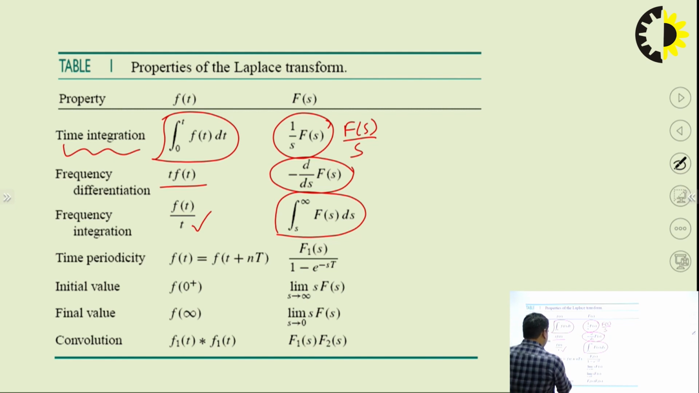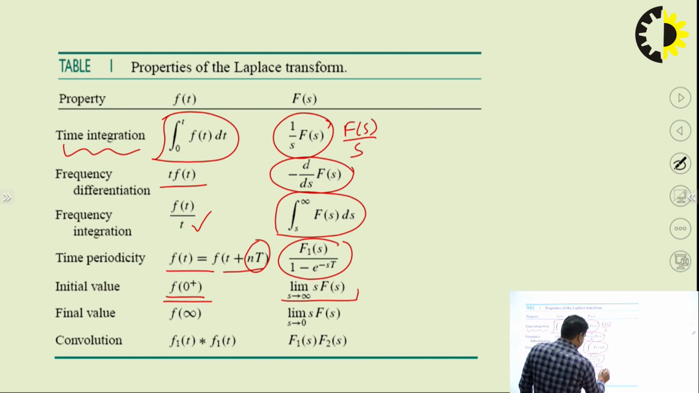Time periodicity: if we have a periodic function with period T, then the Laplace transform becomes F1(s), whatever the function is, times 1 divided by 1 minus e to the power minus sT. Initial value: f(0 plus) is the limit s tending to infinity of sF(s). If we have a function f(t) and we want to find the initial value, that is the 0 plus value, and we have the Laplace transform of that function, then we can use this formula.